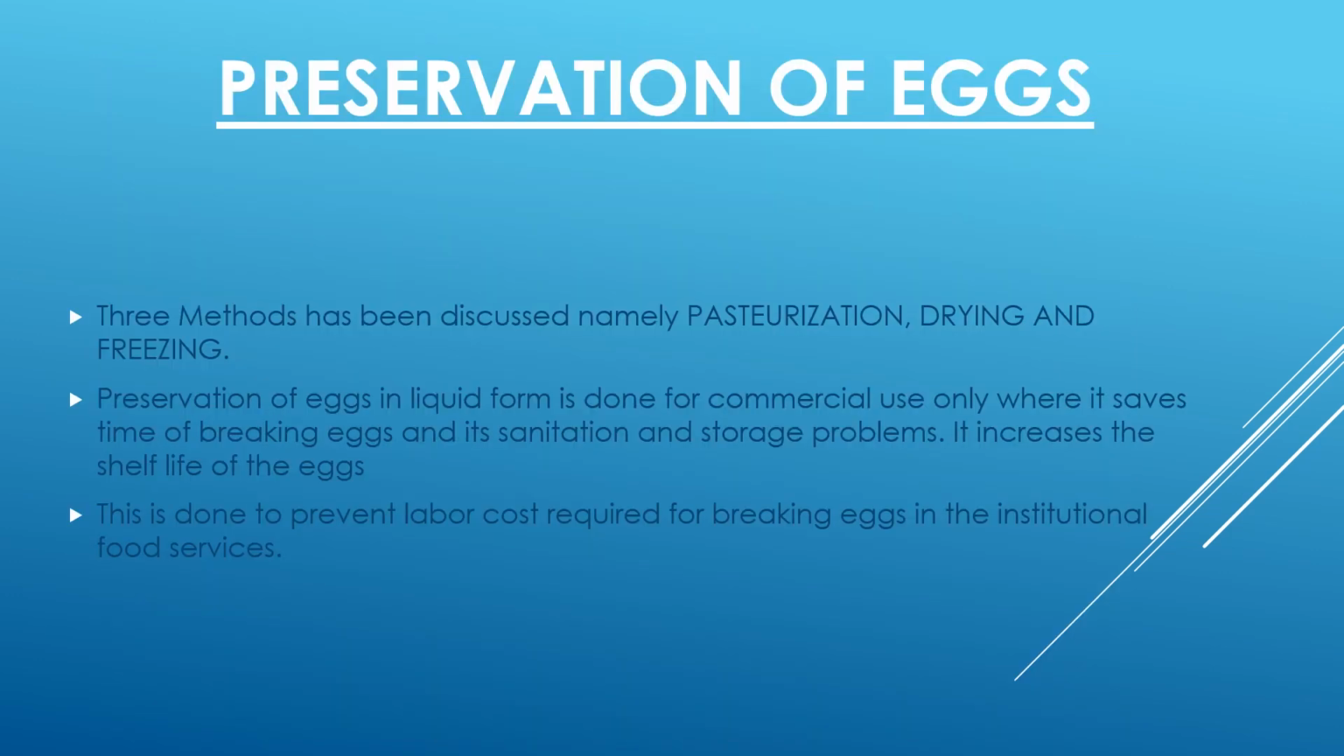The eggs may be preserved by three methods: pasteurization, drying, and freezing. Preservation of egg in liquid form is done for commercial use only, where it saves the time of breaking eggs and its sanitation and storage problems. It also increases the shelf life of the eggs. It is done to prevent labor costs required for breaking eggs in institutional food services.